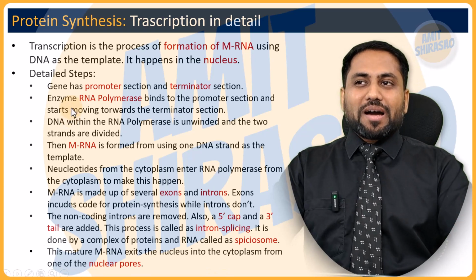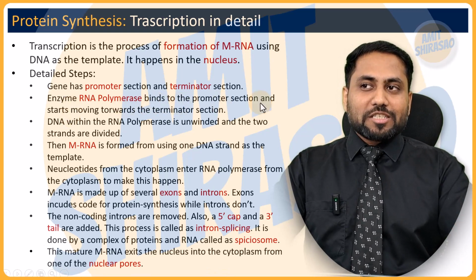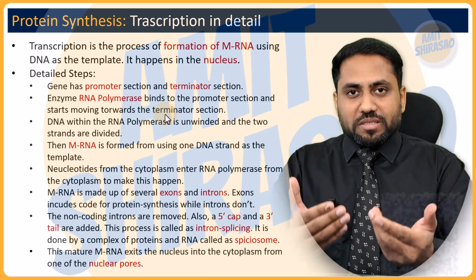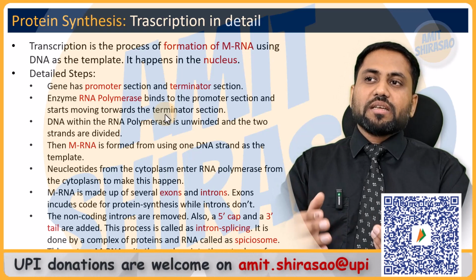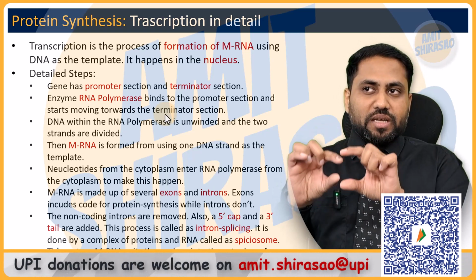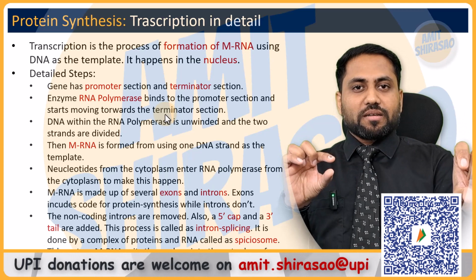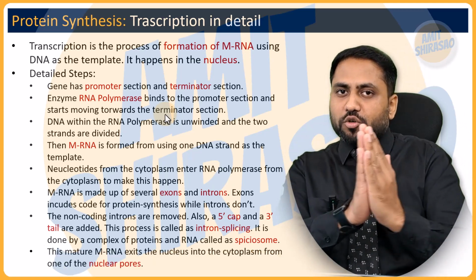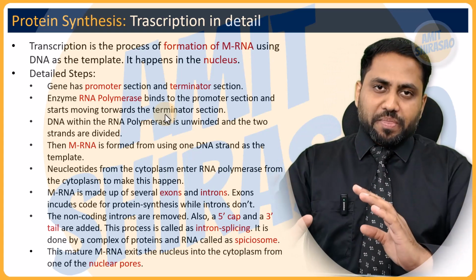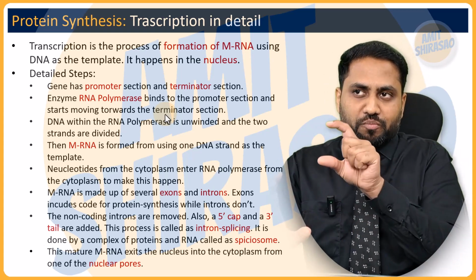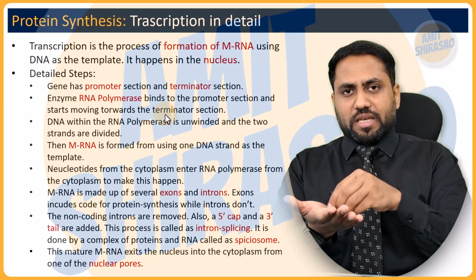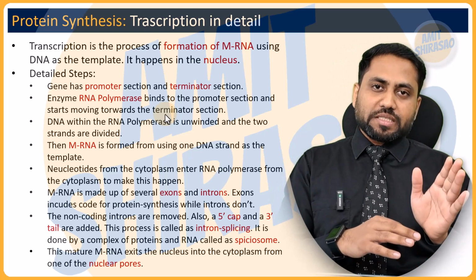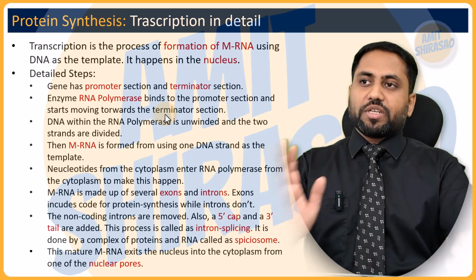Okay. The enzyme RNA polymerase binds to the promoter section and starts moving towards the terminator section. Obviously, in between promoter and terminator, there could be one or more genes, but from promoter to terminator only this reading will happen. Got the idea? From promoter to terminator only this mRNA will get generated, and accordingly proteins will be synthesized. Got the idea? So promoter, terminator.